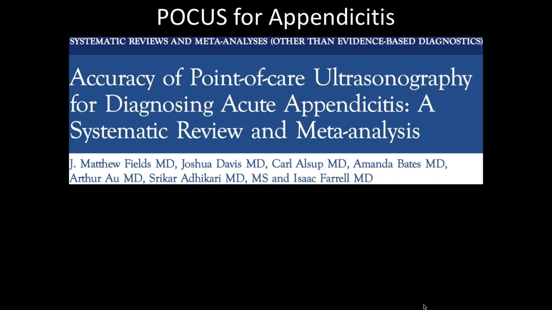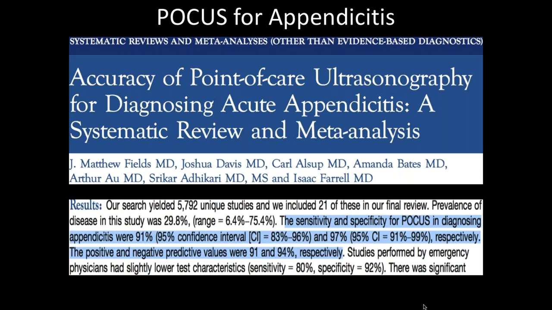So I'm going to start off this slide here with a systematic review that was published this year by some of my colleagues in the point-of-care ultrasound world that essentially looked at a whole lot of articles to try to find out the sensitivity and specificity, through a meta-analysis, of point-of-care ultrasound to identify the appendix and appendicitis. They looked at about 5,000 plus articles and whittled it down to 20 or so that met the inclusion and exclusion criteria. And they found that the sensitivity was 91% and the specificity was 97%.